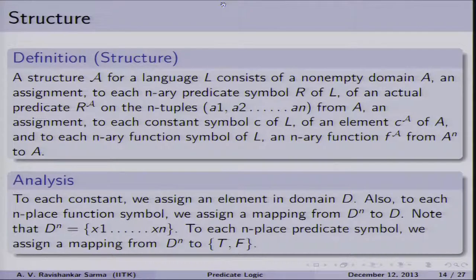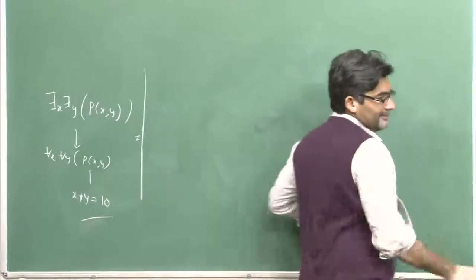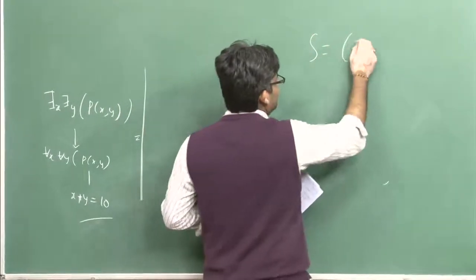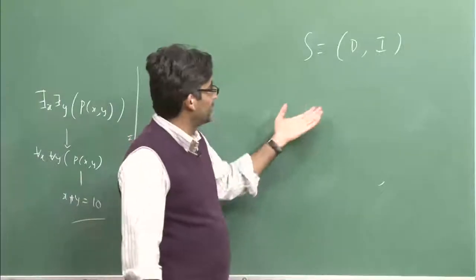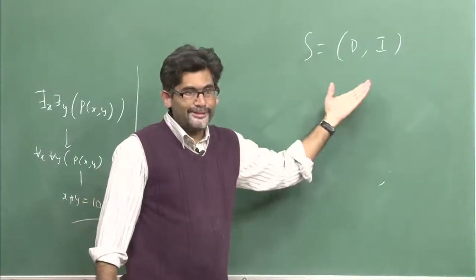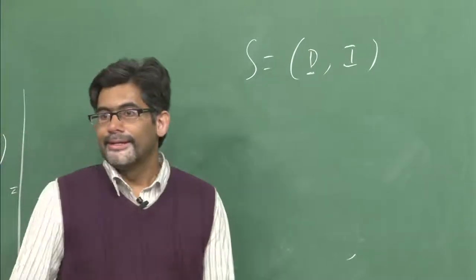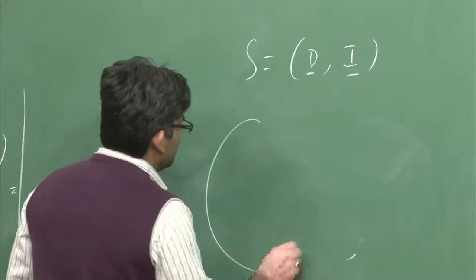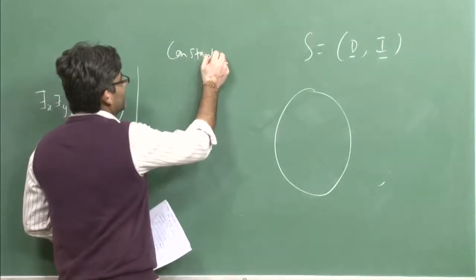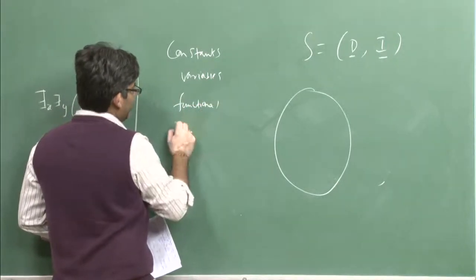So what essentially we are trying to say here is this. This structure consists of a domain and an interpretation function. The domain has to be non-empty, that means some set of objects needs to be there in the domain. We can also take the domain as empty, but in general we take a non-empty domain. And the interpretation function is represented as I. So now we have constants, variables, functional symbols, and predicates.